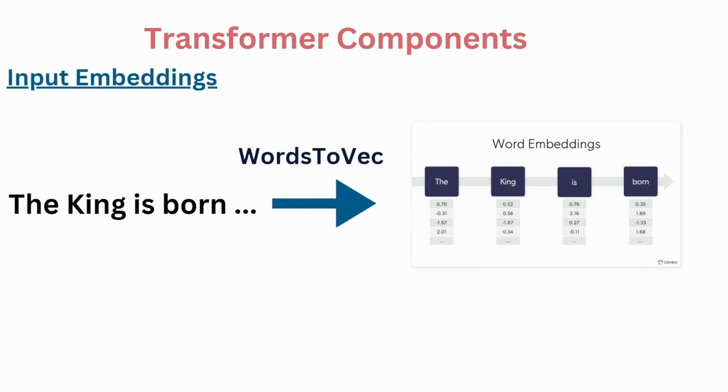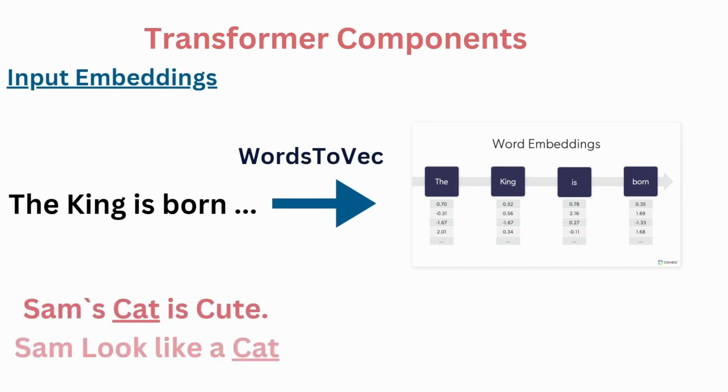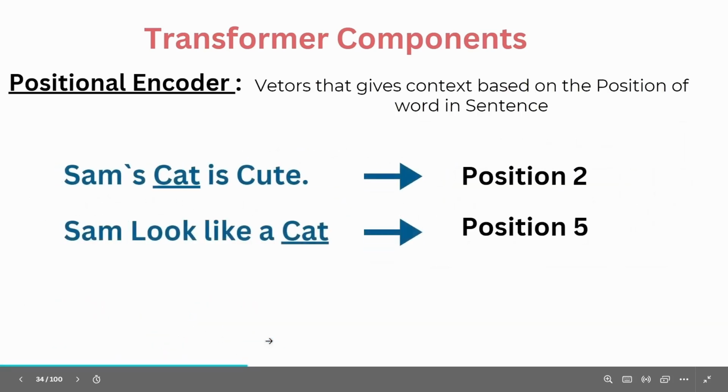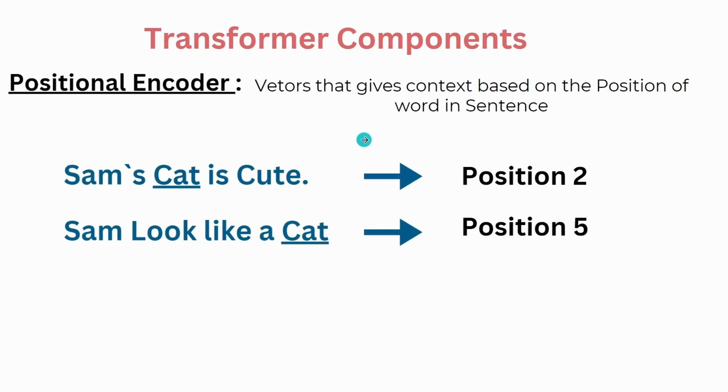For example, take the sentence "Sam's cat is cute" and "Sam looks like a cat". The meaning of "cat" in this sentence is different from the other sentence, so that's where the positional encoder comes in. It captures the position of that word in that sentence, that is, the location of that word in the whole sentence. As we can see, the "cat" over here has position 2, and the next "cat" is at position 5. So the positional encoder allows us to capture the position of a word with respect to a particular sentence.